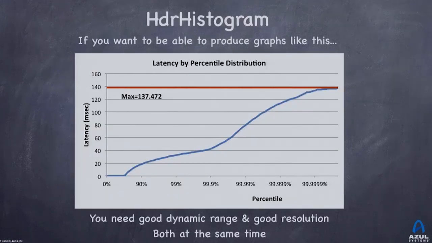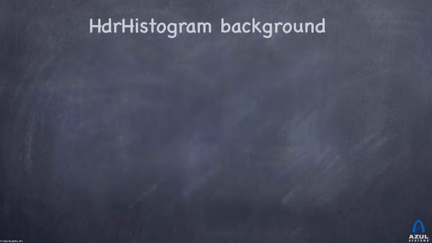HDR histogram is what lets you graph things like these at this kind of fidelity or resolution. The HDR part stands for high dynamic range. When you want to plot 99 and 99.9 and 99.99, et cetera, you need high dynamic range with fairly good accuracy in order to do that without having weird jagged things.